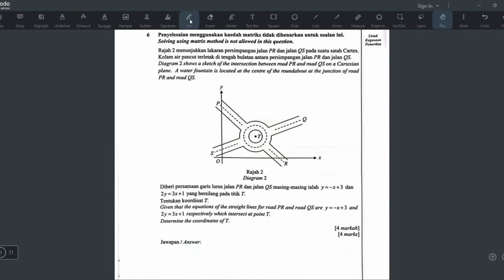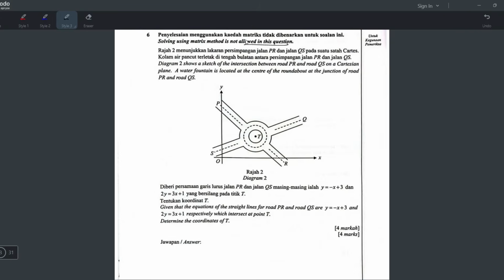Okay, number 6. Solving using matrix method is not allowed in this question. Alright, guys, just by this line, I already know this question need to do simultaneous. Yeah, that's how confident I am. Because only simultaneous equation has matrix method. Yeah, only simultaneous equation, persamaan serentak punya soalan, ada cara matrix, ada kaedah matrix. So kalau dia kata kaedah matrix tak boleh dibenarkan, maksudnya this question mesti simultaneous and dia nak awak guna cara yang bukan matrix method lah.